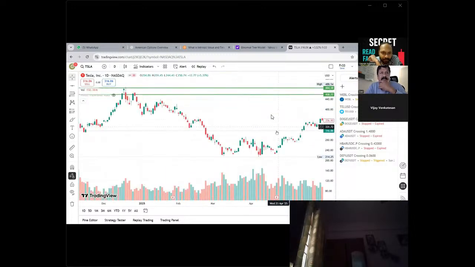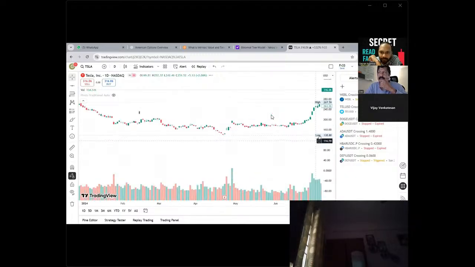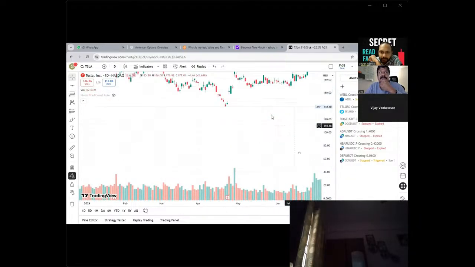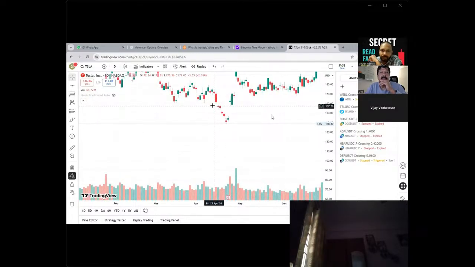Let me show you one more use case. See here, in this scenario, there was a downtrend, and we can see one hammer here, and then one hammer here also, and one hammer here also. So we have to consider this hammer.